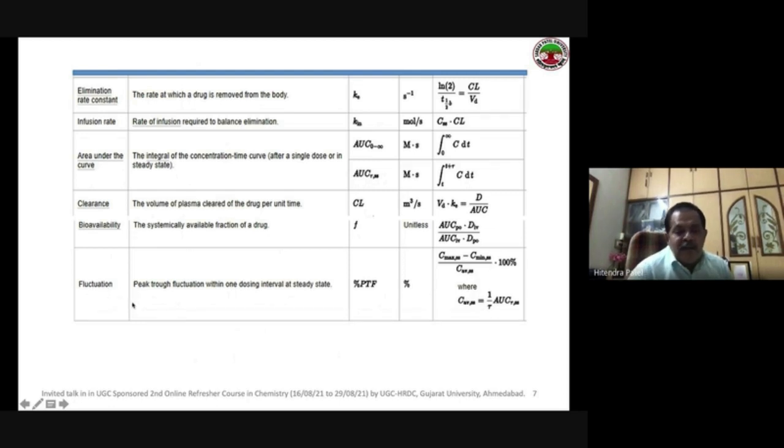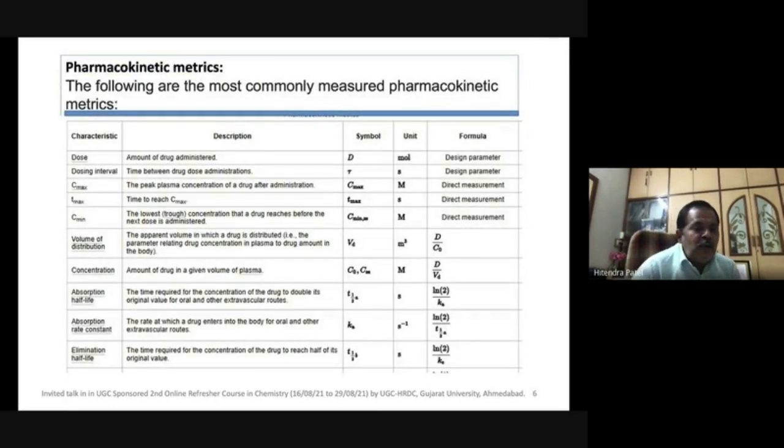So friends, these are the terms required when we go for the calculations of the bioavailability, the volume of drug distribution, and the absorption half-life. For that it is required, okay, and the formula is also given.